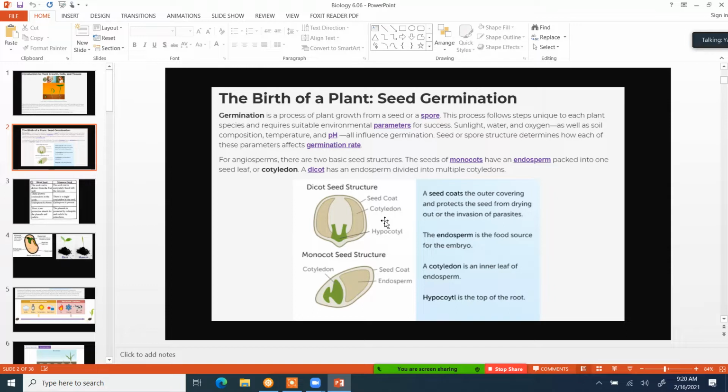Because in the beginning, the embryo plant doesn't have a nice root system to go out and get food. It needs a little bit of starter food to begin. Right? It doesn't have any roots to be able to suck nutrients in from the soil.